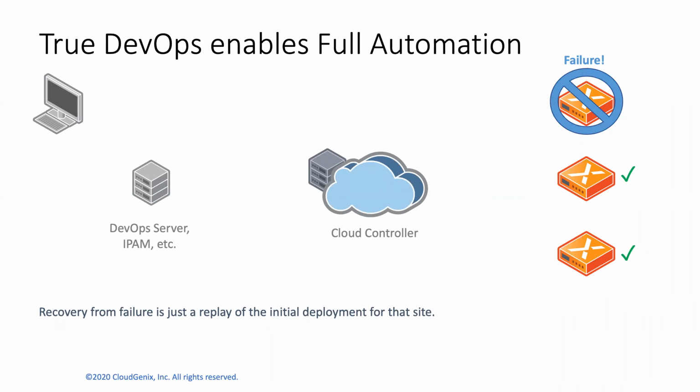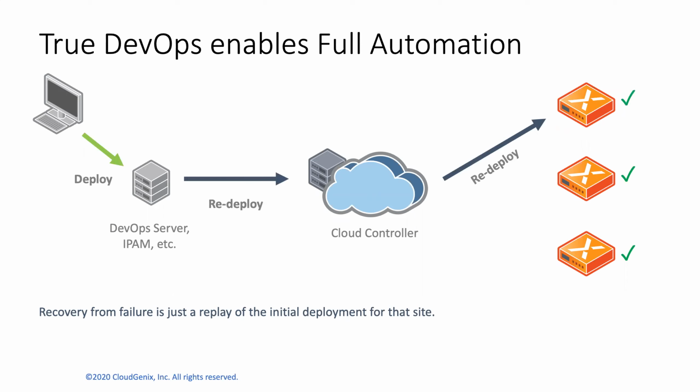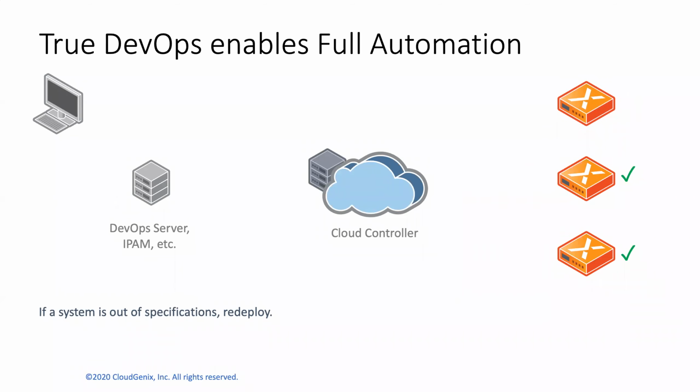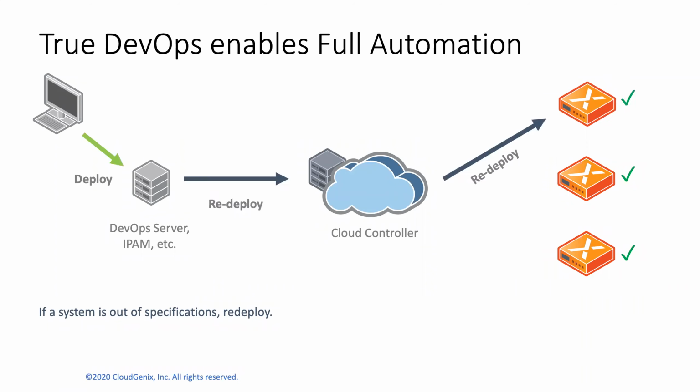Additionally, we have the ability to recover from failure, where again, if a device fails, we're able to put a new device out there, push the configuration to the DevOps server, and allow the controller to push it out to that site. And the other thing that we can do, if you think about recovering from a failure or recovering from a change, maybe a user made a change to one site that was out of spec from a compliance standpoint or an audit standpoint, we're able to push that configuration back out from the DevOps server to the controller and again out to the device.